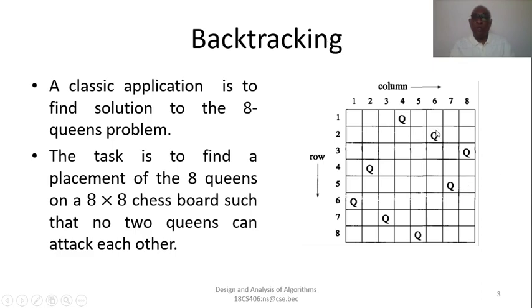How to express the solution? The solution can be expressed as 4, 6, 8, 2, 7, 1, 3, and 5. It's an 8-tuple where each value represents the column in which the respective queen is placed. The first value corresponds to the first queen, the second value corresponds to the second queen, the third value corresponds to the third queen, and so on.